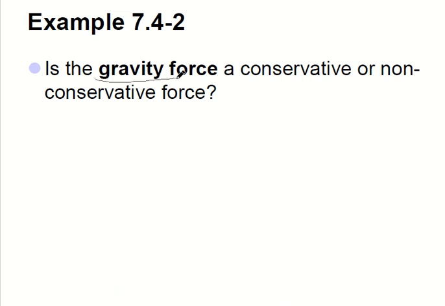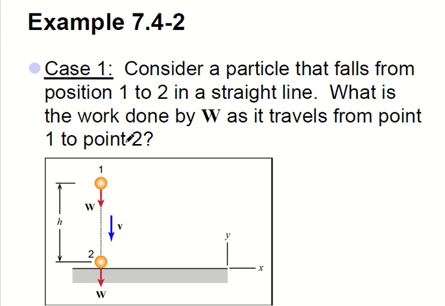7.4-2 is asking you a question: is the gravity force conservative or non-conservative? So you have to think about whether you can take it back and store it. Case 1, so we're going to think about this. Consider a particle that falls from position 1 to 2 in a straight line. What is the work done by W, which is the particle weight, of course, as it travels from point 1 to 2? It's going this way, represented by the velocity, showing where the main force is going down, and the position changes from here to here by h, okay, with your coordinates X and Y right there.